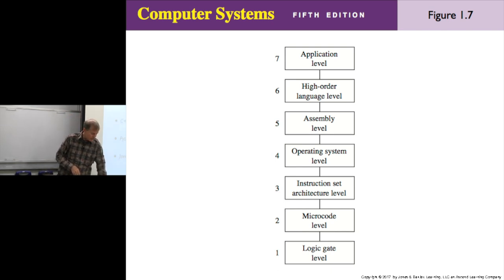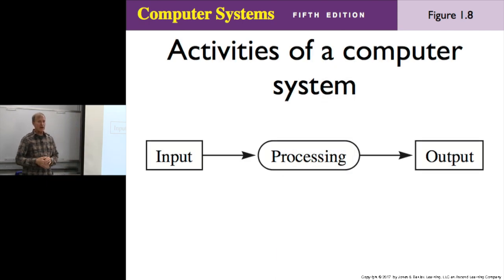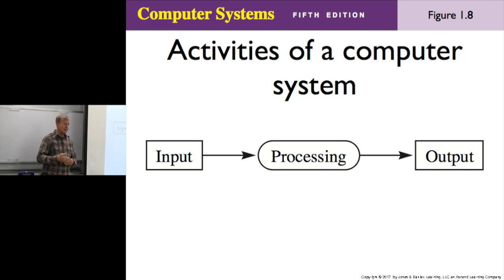So those are the HOL6 languages. Now, some of these figures are going to crop up over and over again, and one that's going to crop up over and over again is this figure 1.8, activities of a computer system. What does a computer system do? It takes input, it processes it, and it produces output.